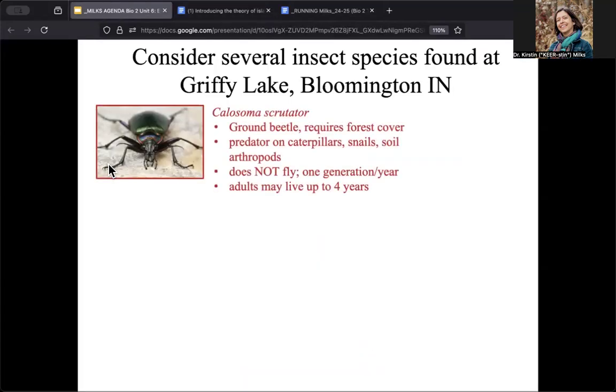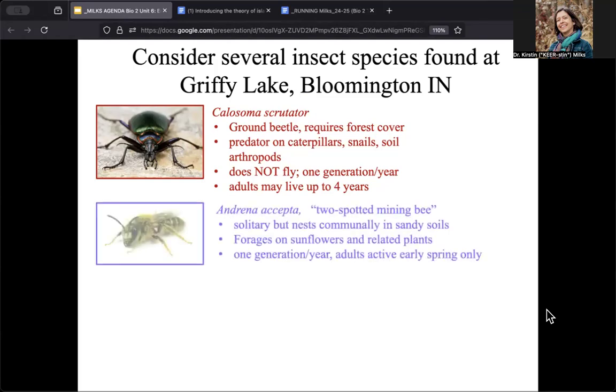So this is a ground beetle. It requires forest cover to survive. So sidewalks are no good. Farmland is no good. Ditches are no good. It needs to be in the forest. It's a predator on caterpillars, snails, and little soil arthropods. It doesn't fly. There's one set of babies a year, and the adults may live up to 4 years.